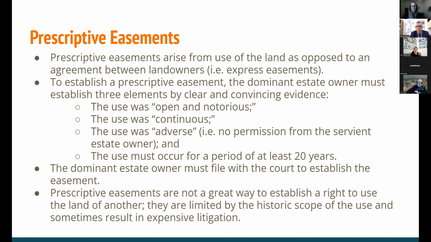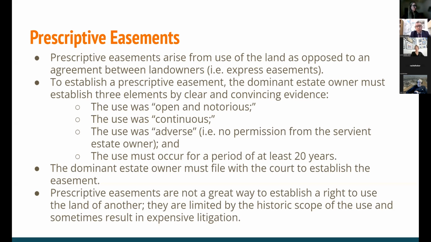The use was continuous, meaning you don't have to use it every day, but you're using it for the purposes for which you needed it over a certain set of time, actually 20 years, that's one of the elements. And then the use was adverse, which means you didn't get permission from the servient estate owner. So basically you're just using it and you didn't ask permission and they never gave you permission. And then again, you have to use it for 20 years.